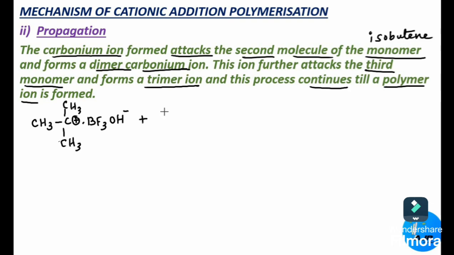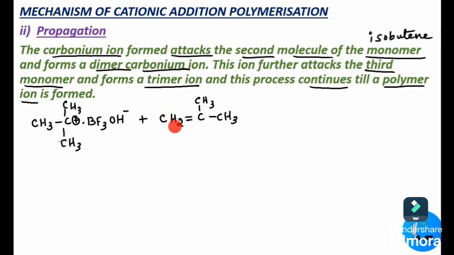Now this attacks another monomer molecule. What is the monomer molecule? Of course it is isobutene, CH2 double bond C, CH3, single bond CH3. Okay. Let me explain what is happening in the propagation step.